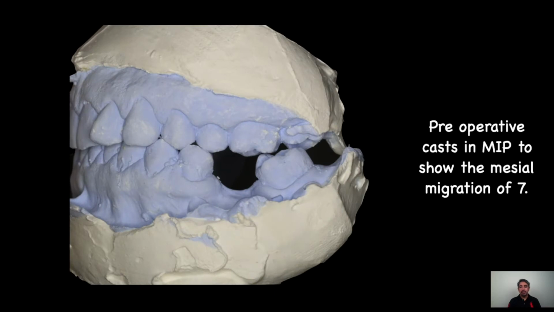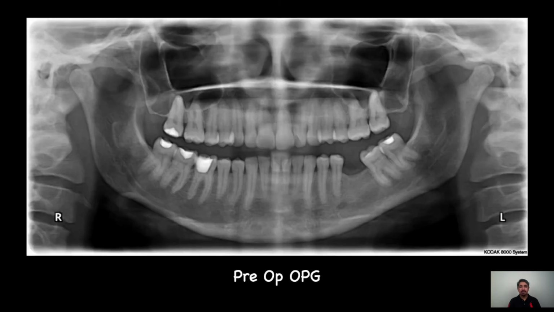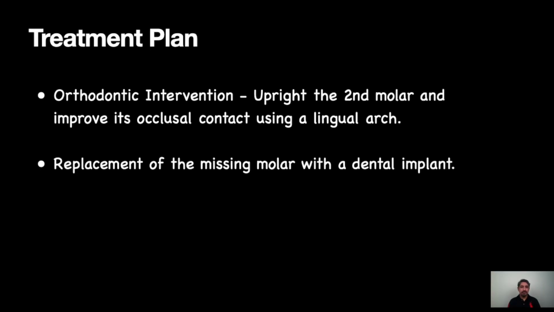This is a preoperative cast showing the mesial tipping of the lower left 7. This is a preoperative OPG that was taken even before the diagnostic casts were done, and the third molar on the lower left hand side was extracted.